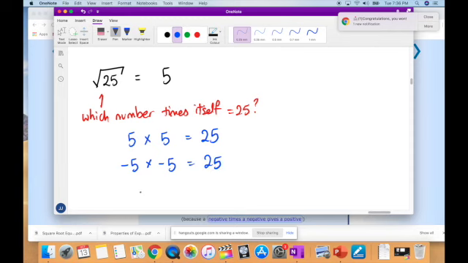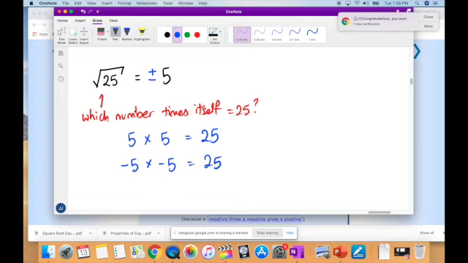So that means that the square root of 25 is not just 5. It could also be negative 5. So for all square roots, the answer is positive or negative.